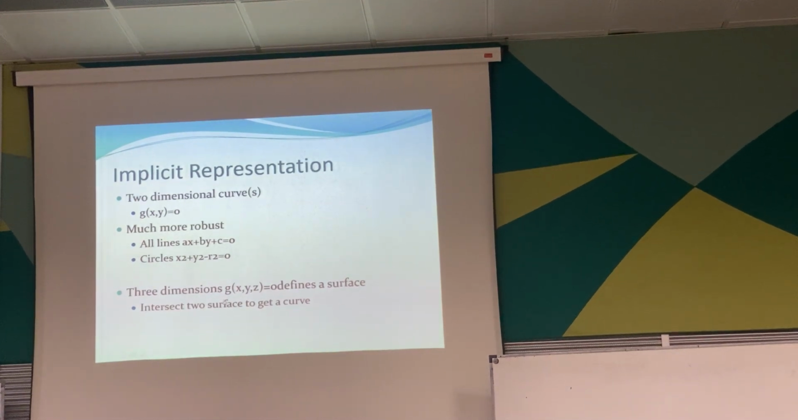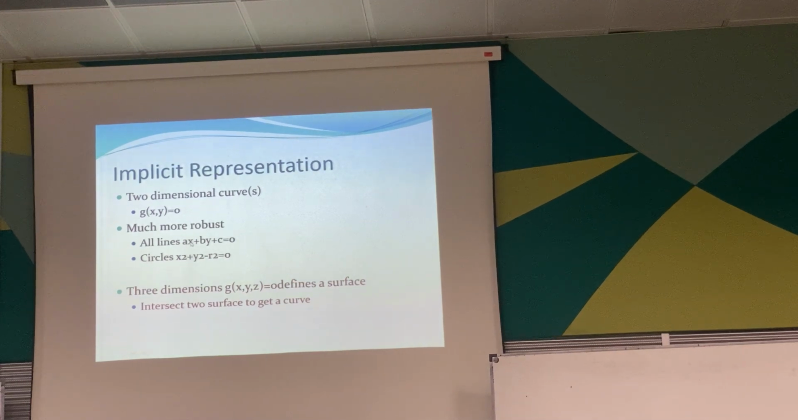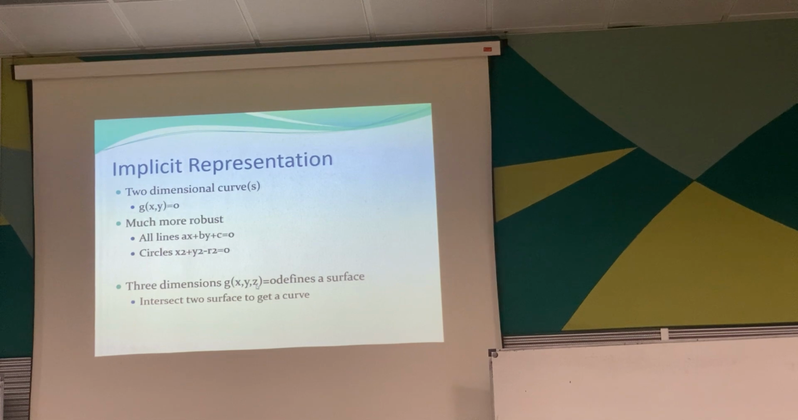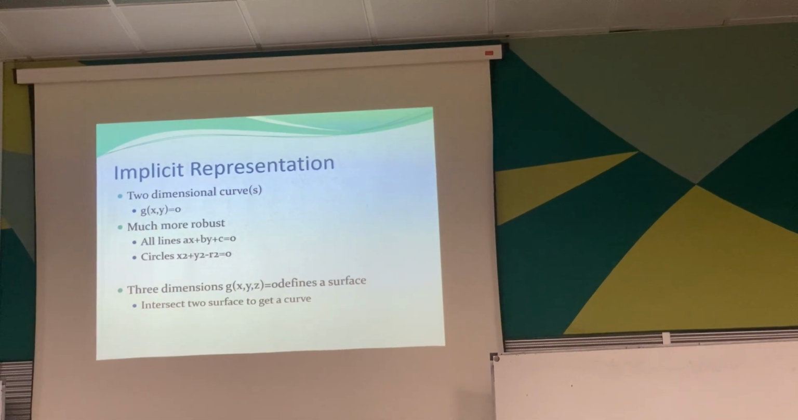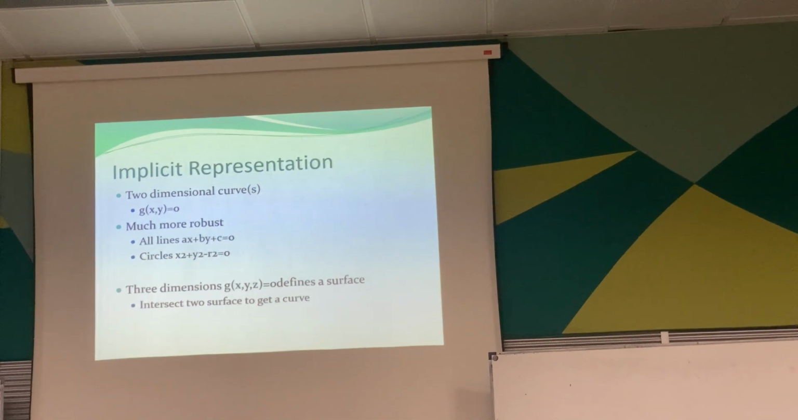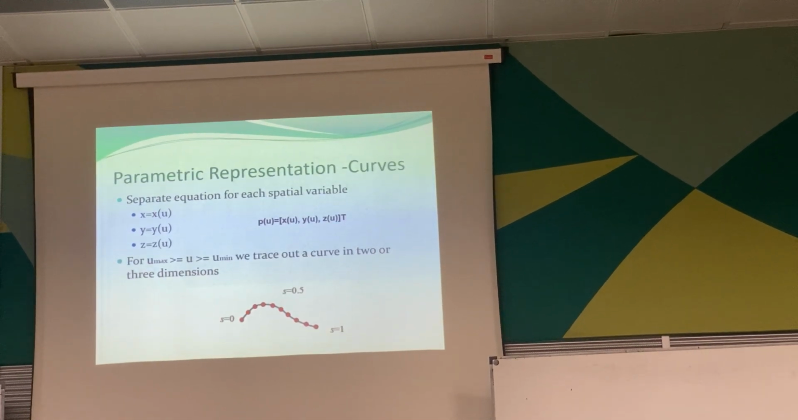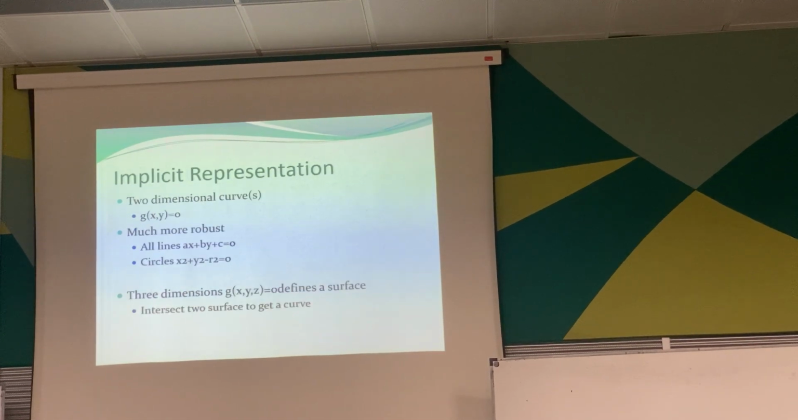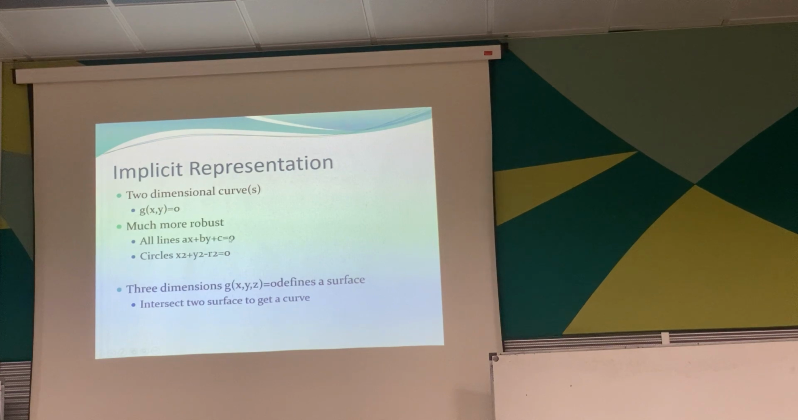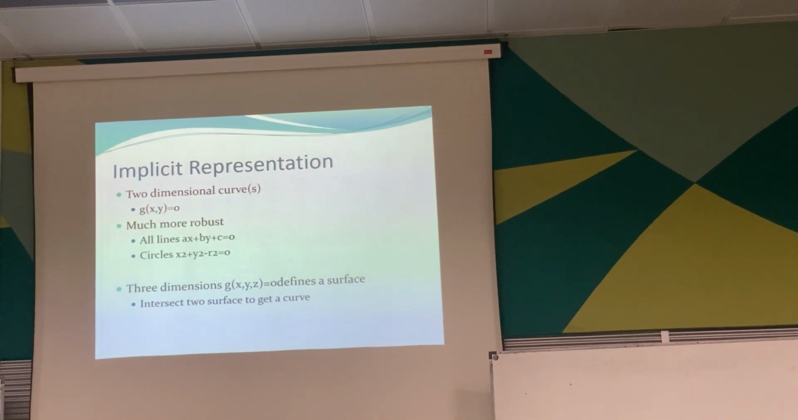If it's 3D, then not only do you have x and y, you will also have your z. If you intersect two surfaces, you will get a curve. There is an example here. For implicit representation, you just see that it equals 0 at the right side of the equation. That is implicit.